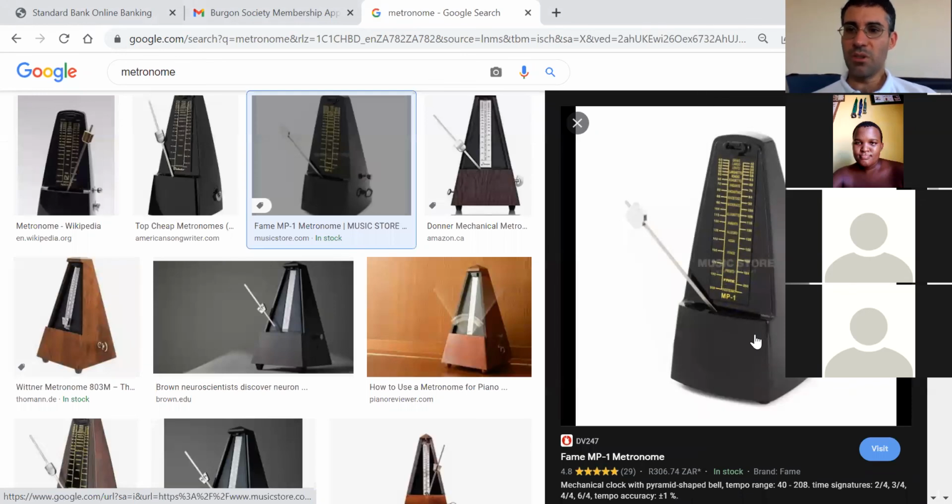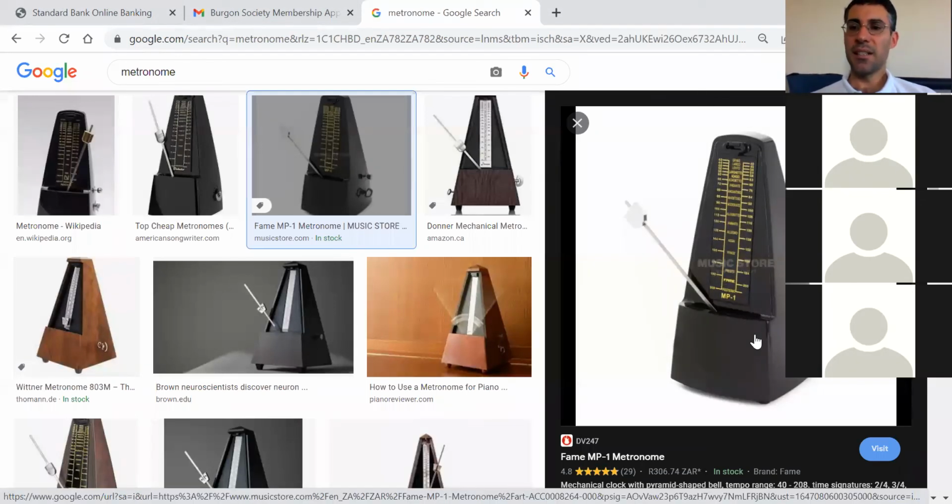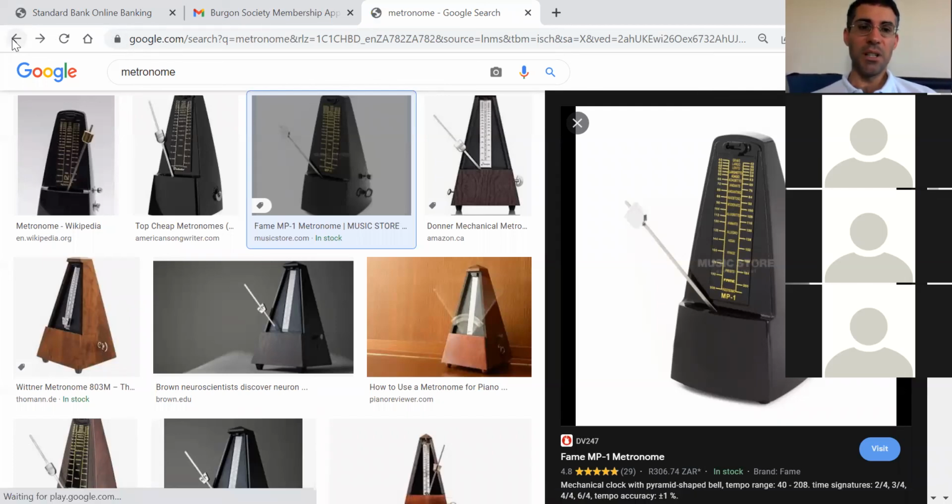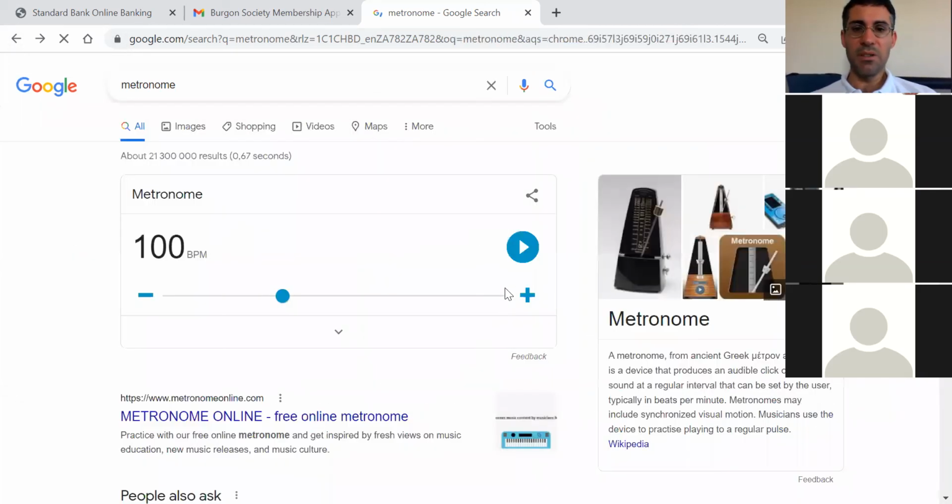That's what a metronome looks like. It's a bit like a clock. It just goes tick, tick, tick, tick. It gives you the speed of music. Let me show you here. Here's a metronome app. If I press play, can you hear the tick? Yes. That's 100 beats per minute, okay?